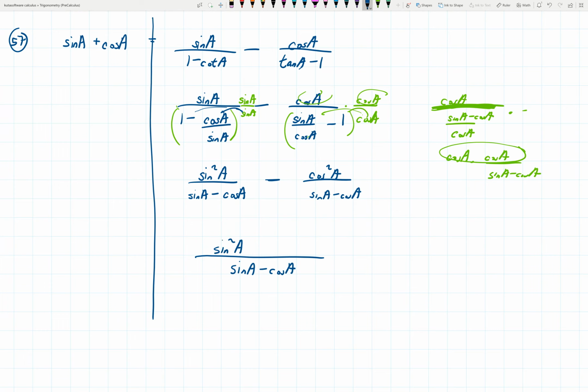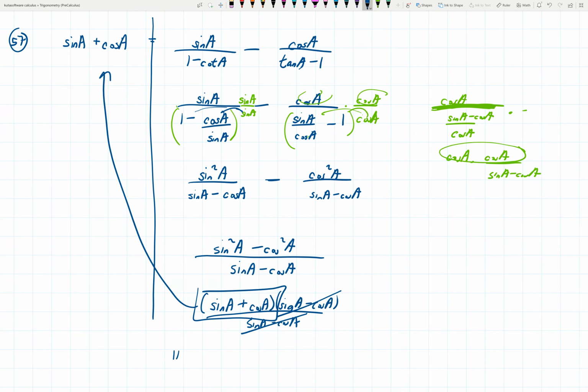Since they have the same denominator, I can go ahead and combine my numerators. So sine squared A minus cosine squared A. And then I can factor that top, sine A plus cosine A times sine A minus cosine A. And then the bottom stays put. And oh my goodness, they cancel. Sine A plus cosine A, exactly what they said it would be. Excellent.